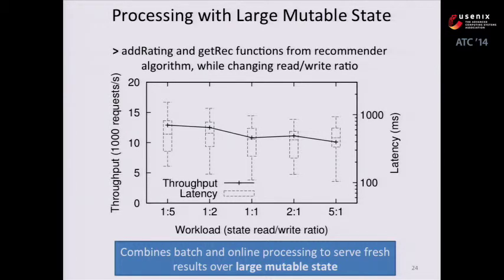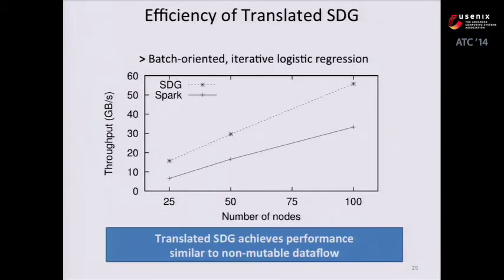That is in contrast with other systems where you perform the computation in an offline system and then you have to move the output to a serving layer. So basically you are providing those recommendations on stale data. The outcome of this experiment is that with stateful data flow graphs, we combine batch and online processing to serve fresh results even when operating on large mutable state.